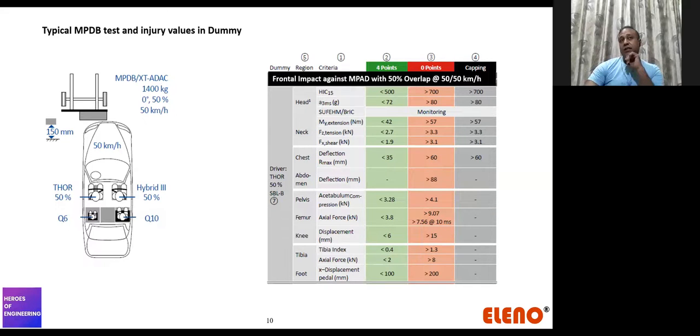That's why in the dummy, they have some sensors. For measuring the chest deflection, for example, there is one accelerometer. With the help of these, you calculate the injury values. But yes, if you want to understand the equations or the basic logic behind that, I have the equations with me and I can share them with you.